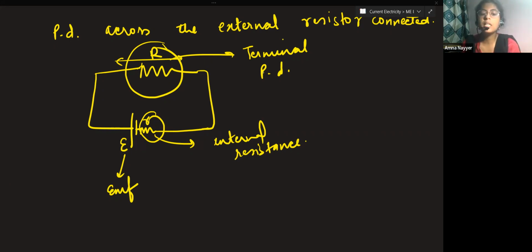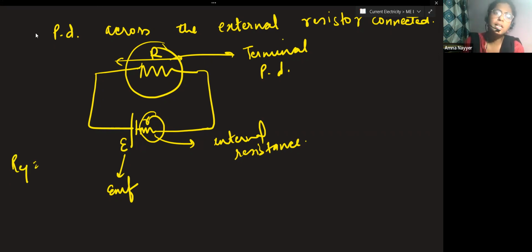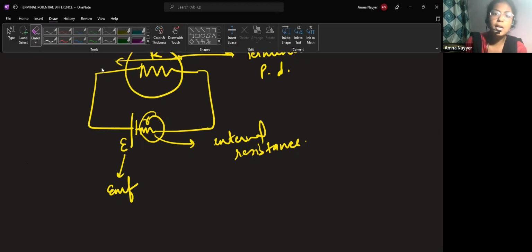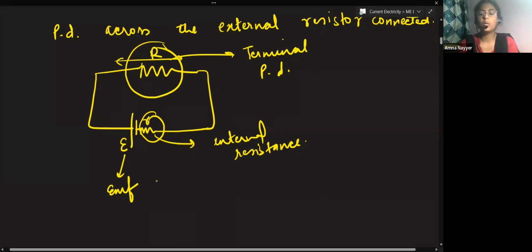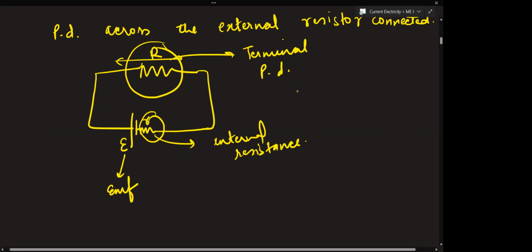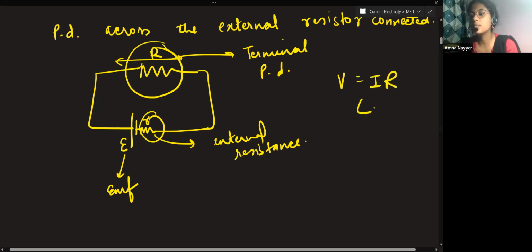So what will be the equivalent resistance of all these? Let us not use this term because we have series and parallel combination that we'll study later. Now, according to Ohm's law, can you repeat Ohm's law or just the formula of Ohm's law? Just the formula at least. Formula of Ohm's law, yes. V is equal to IR. V is equal to IR, perfect.